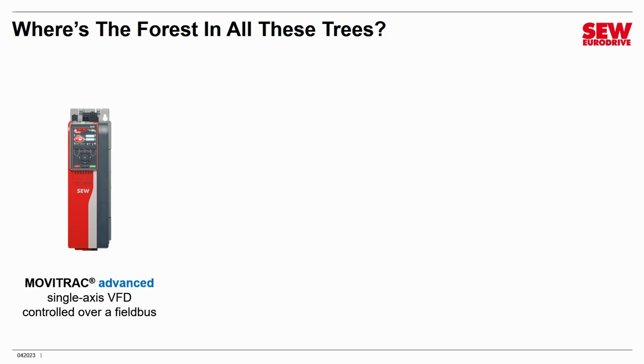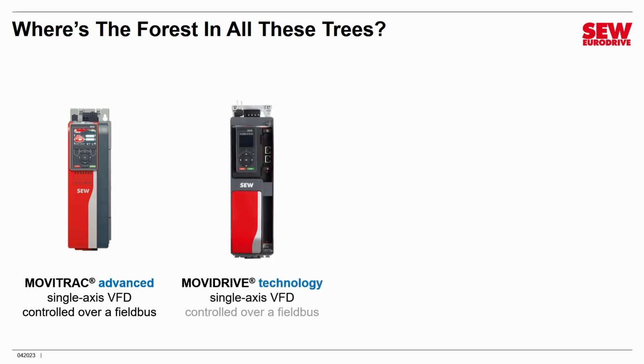So this is one of our more recent products. It's just coming over into the United States right now in early 2023. By the time you watch this video, chances are it's going to be readily available, but it's a relative newcomer to the MOVI-C line. The next product in the MOVI-C line, the next branch, is called MOVI-Drive Technology. That is the focus of this class. It too is a single-axis VFD, and it too is often controlled over a field bus, although it doesn't have to be, and we'll be learning ways that you don't need a field bus.